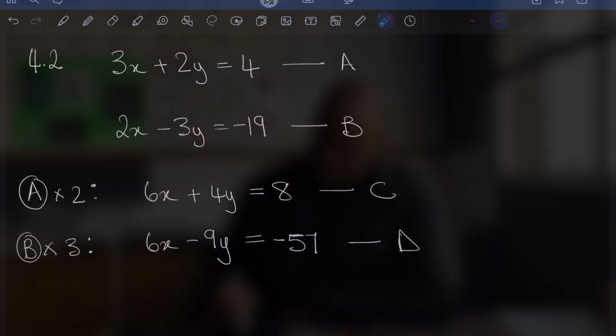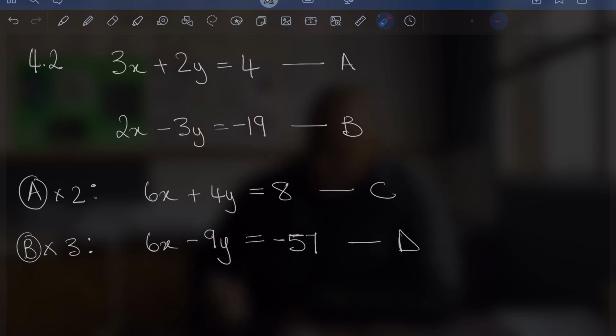So now I have a situation where I've got 6x and 6x, which means if I subtract the two equations from each other, I will have eliminated the x variable, which will allow me to then solve for y. And that's the point of the elimination method.